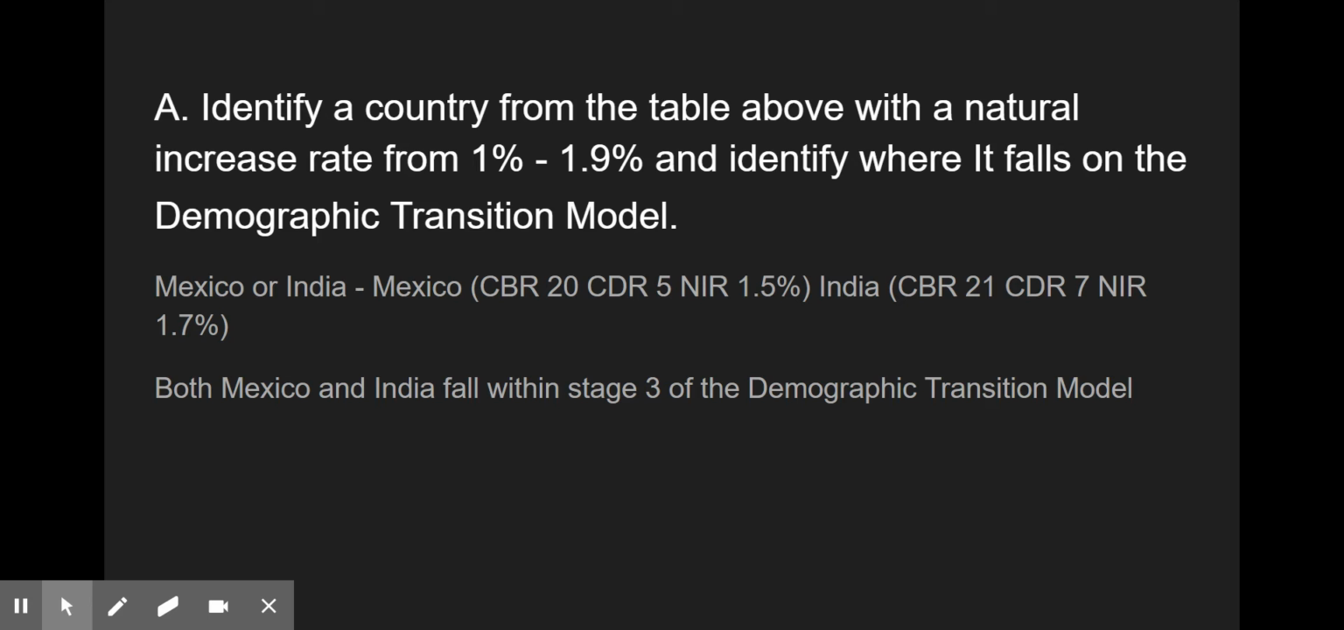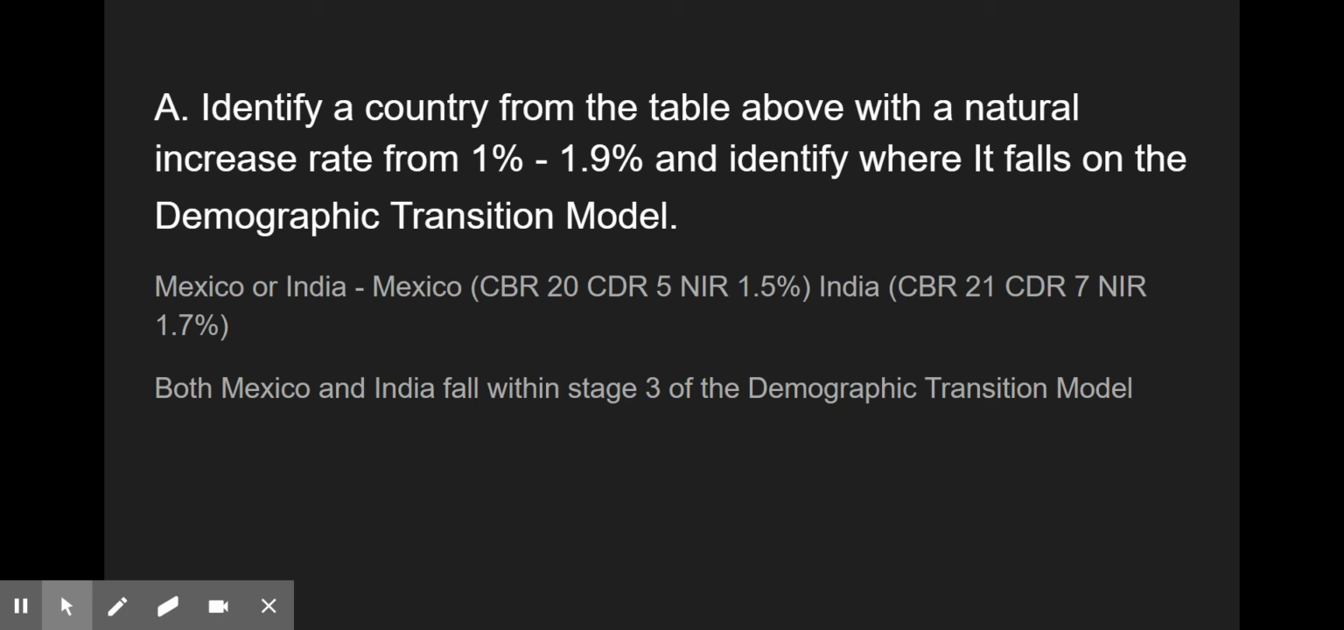And essentially how you figure this out is by computing the birth rate and the death rate and the difference between them. So Mexico has a natural increase rate of about 1.5%. India, a natural increase rate of about 1.7%. So both of them would fall because of that within stage 3 of the demographic transition model.